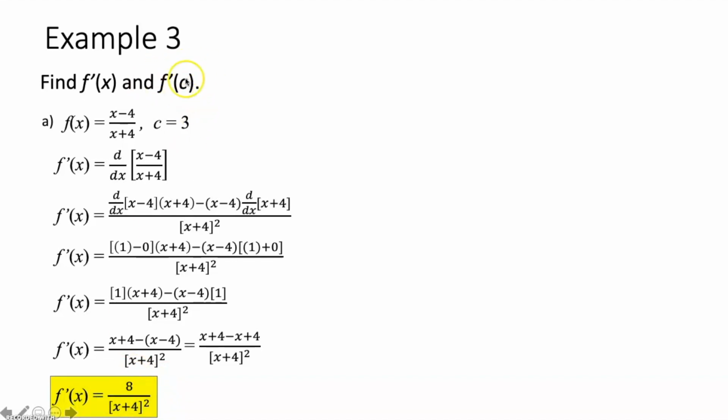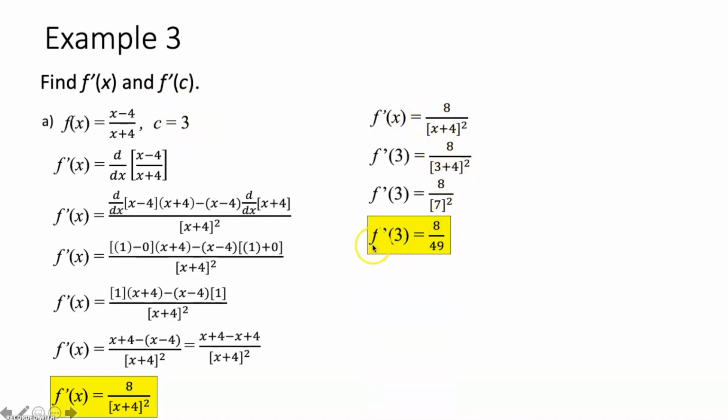But we also want to find f prime of c, which means we're going to take our derivative that we found, and we're going to take our c value, which is 3, and plug it in for x here and here. We then simplify. 3 plus 4 gives you 7. 7 squared gives you 49. So we have found f prime of c, or in this case, f prime of 3, which is 8 over 49. This is the derivative of our function f at x is equal to 3. This is the slope of our tangent line to the curve at x is equal to 3. It's the instantaneous rate of change of our function at x is equal to 3.